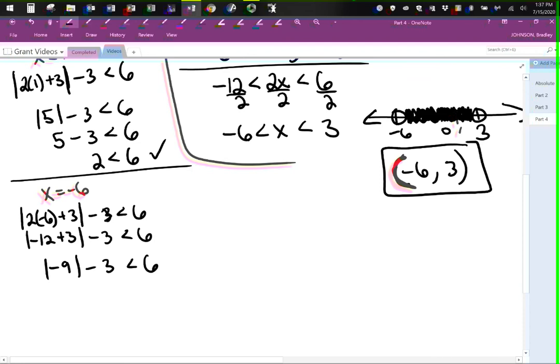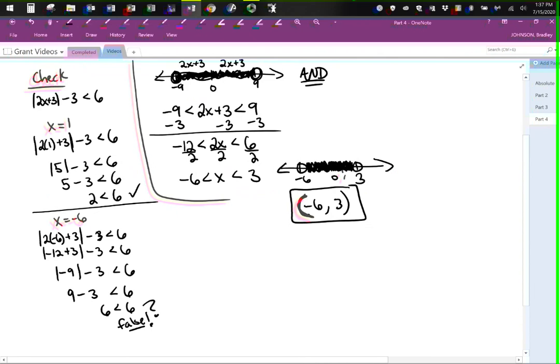The absolute value of negative 9 is really positive 9, minus 3, less than 6. So then we have 6 less than 6. Is this true? This is actually false. This is a false statement. So that is why we put negative 6 as a parentheses. We did not want to include it in our solution set. That's why we put parentheses. Now we know why.